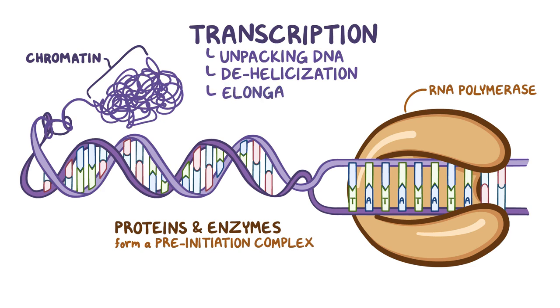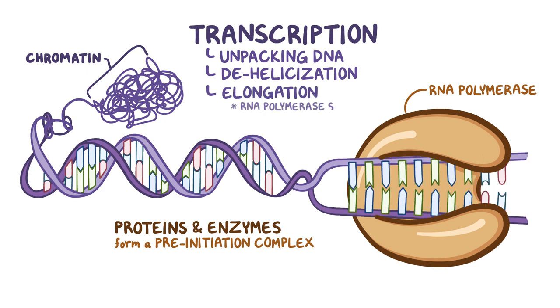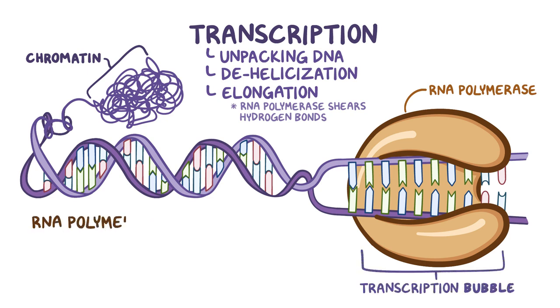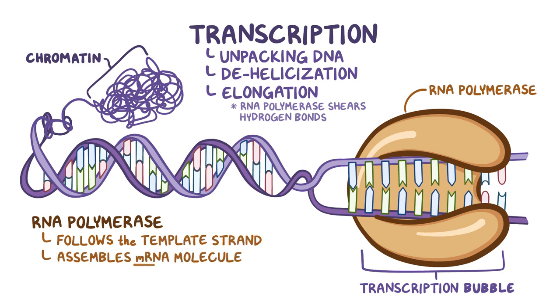Then a process called elongation happens, which is where RNA polymerase unzips the two strands by shearing the hydrogen bonds between the complementary nucleotides for the length of around 14 base pairs. This open area is within the RNA polymerase and is called the transcription bubble. The RNA polymerase follows the template strand and uses it to assemble an mRNA molecule, which is the mirrored image of the template strand.